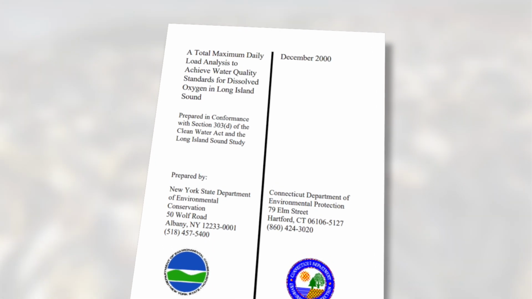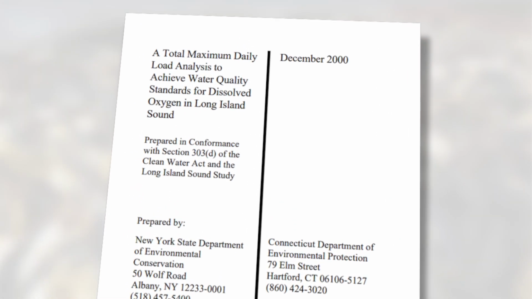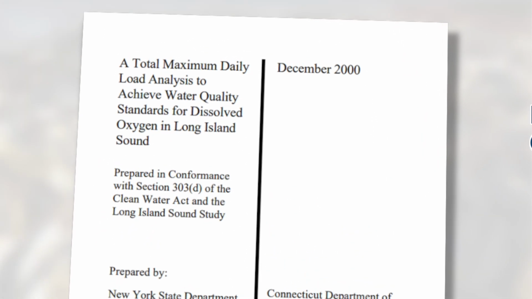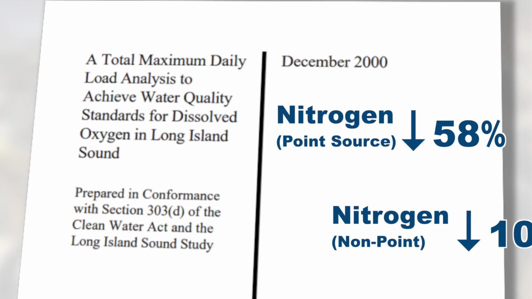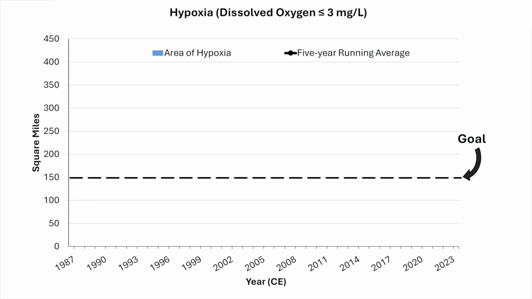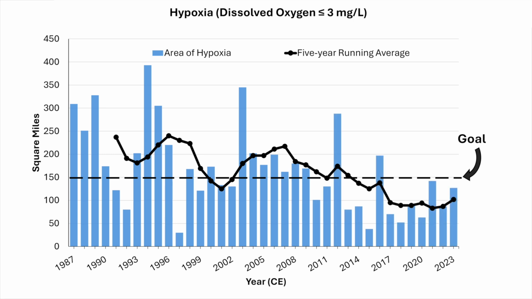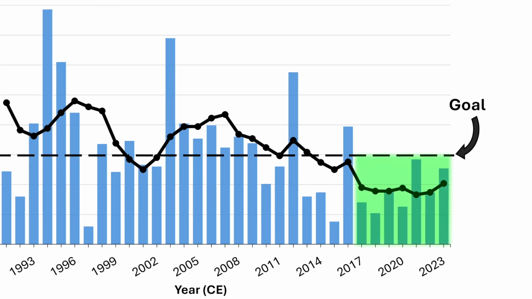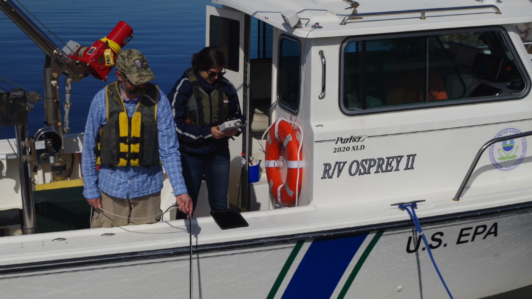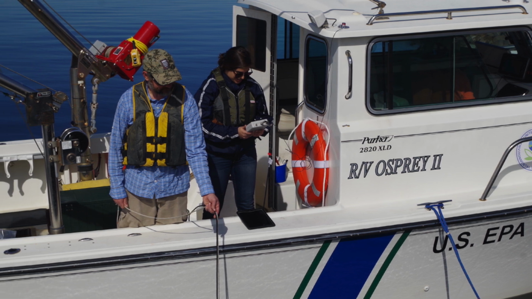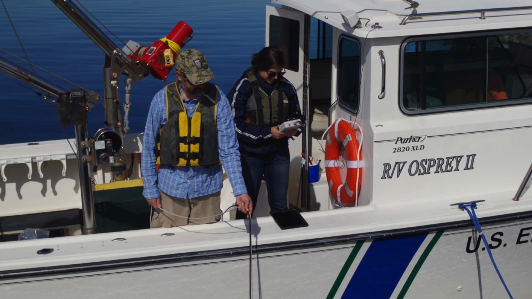In response, federal and state agencies developed a management plan to improve water quality by reducing point source nitrogen pollution by 58% and non-point sources by 10%. Ultimately, the management intervention proved successful, with the nitrogen reduction goals being met by 2017. Although water quality has improved, it is unknown if the marine life in the Sound has responded similarly over time.